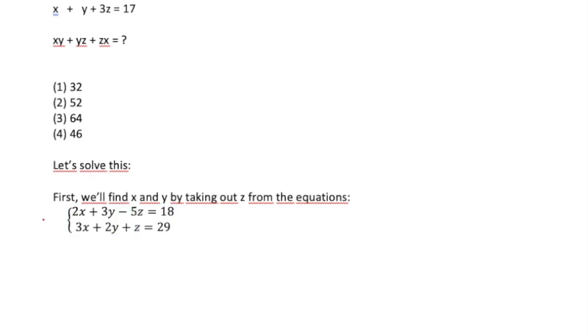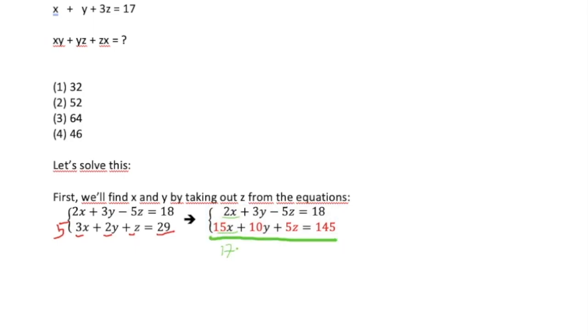Let's try that. By multiplying the second equation by 5, 3 is going to be multiplied by 5, 2 is going to be multiplied by 5, and the invisible one here is going to be multiplied by 5, including the equality. If you try to add both equations at the same time, 2x plus 15x will give me 17x, and plus 3y plus 10y would give me 13y, and here we have negative 5z plus 5z, which will cancel each other, so we have plus 0 plus 18 here, which will give me 163.